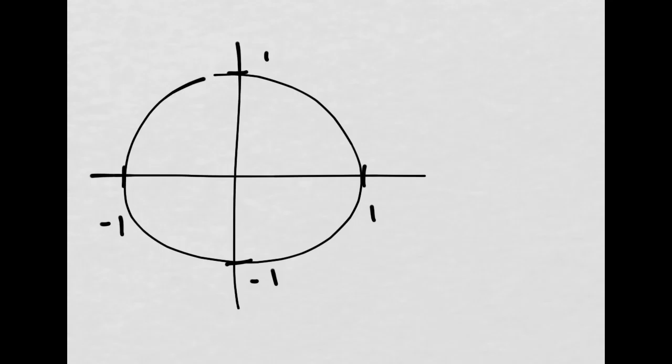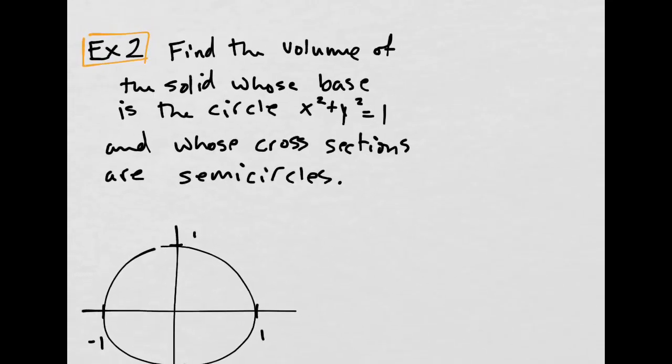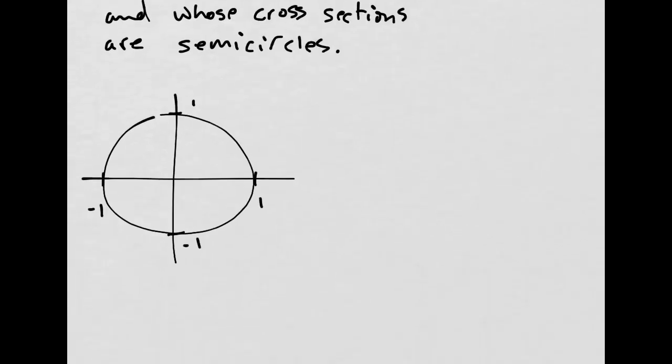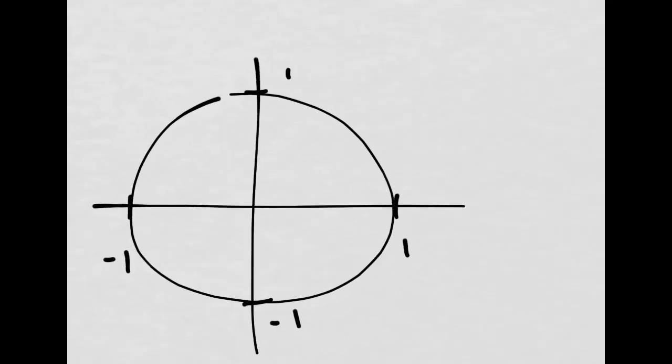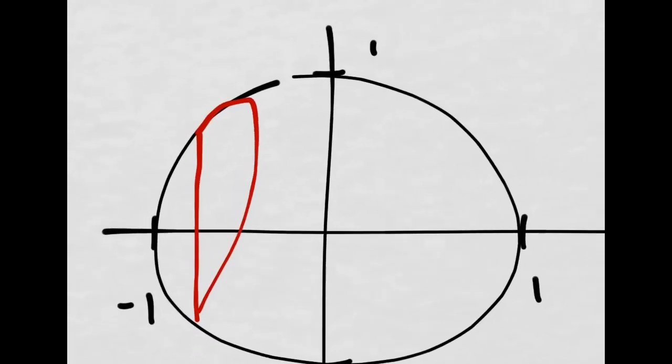Maybe? And then it said that the cross sections are semicircles. Remember, the cross sections are coming out of the screen or out of the board, out of the paper. So I'm just going to pick a small one. It's like sticking up and out. Does that make sense in your brain? That's sticking out of the board, the red semicircle.